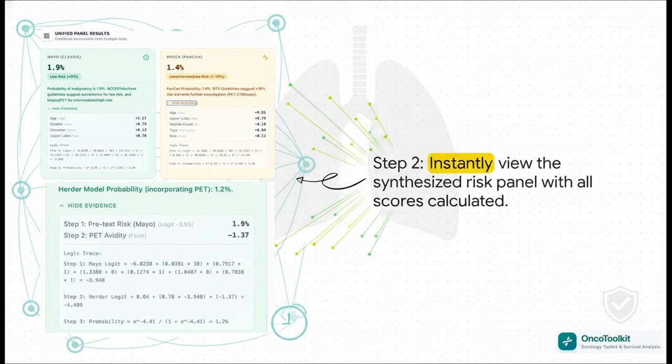The second you're done entering the data, the tool instantly calculates and shows you the Mayo, Brock, and Herder scores all at once. So in the example we're looking at here, you can see it's a low risk across the board. Just 1.9% for Mayo, 1.4% for Brock. This is immediate, parallel processing, and it saves you an incredible amount of time.